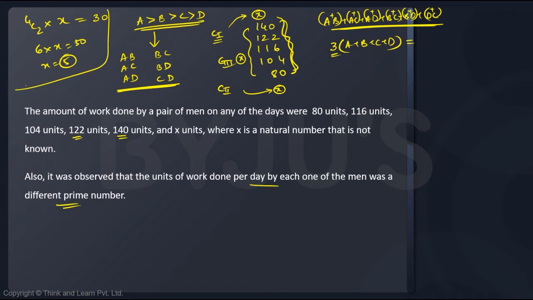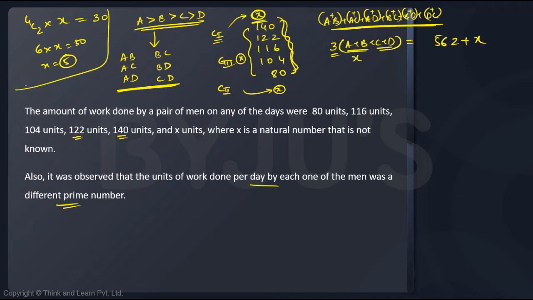So if you add all of them, you'll get 562 plus X. Right? Now what should be the value of X now? A plus B plus C plus D. Now let's start with case number 1. In case number 1, you are saying that the highest value is X, which means A plus B should be equal to X.